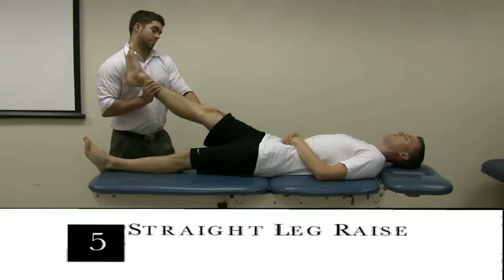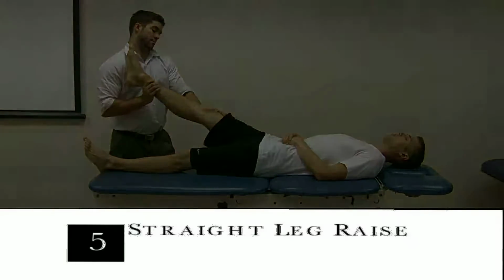The clinician is looking for reproduction of neurological symptoms in the 30 to 70 degree range. Symptoms include radiating pain in the posterior thigh or calf, usually in a radicular pattern. The patient may report a sensation of numbness, tingling, pins and needles, or generalized pain and discomfort.